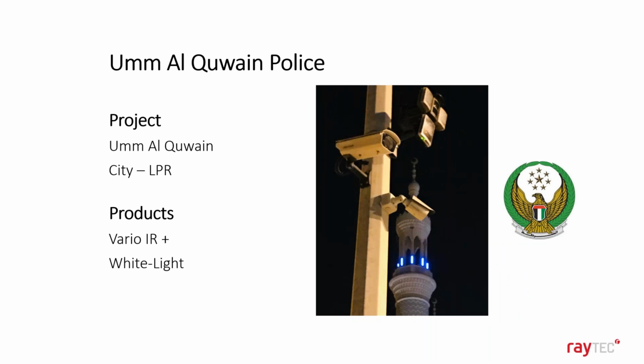And then we also have Al Quwain Police in the UAE. They are using a combination of both white light and infrared. The infrared is to see the license plates, and the white light is to see a general overview of the scene and the driver as well, and to get the color of the car. A lot more information from the white light. So that's utilizing both technologies there. We've got a lot more across the GCC, but these were the only ones I was allowed to essentially show images of publicly.